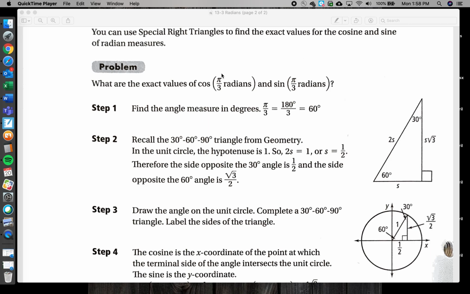So if I want to find the cosine of pi over 3 radians, one of the things I need to figure out is, well, what is pi over 3 radians? How many degrees is that? So if I do my conversion, what you'll figure out right here is that pi, remember, is 180 degrees, so just made a quick substitution there. And 180 divided by 3, that's a 60-degree angle. Pi over 3 radians is 60 degrees.